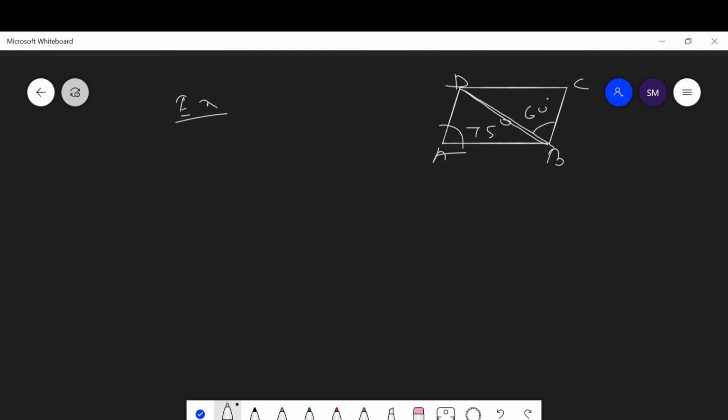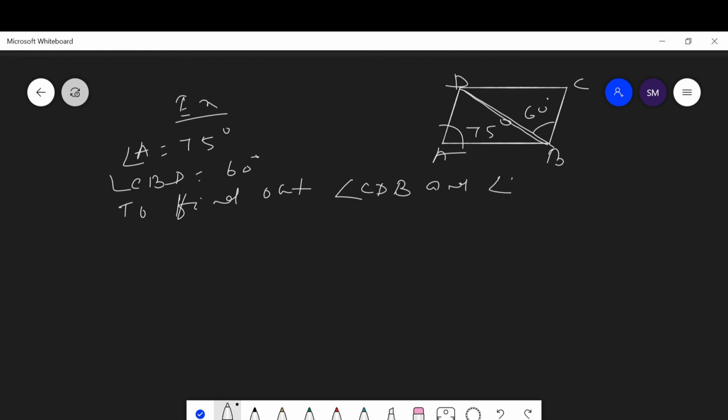Now let us calculate this. This shows that angle A is equal to 75 degrees. Then angle CBD is equal to 60 degrees. Then we have to find angle CDB and angle ADB.